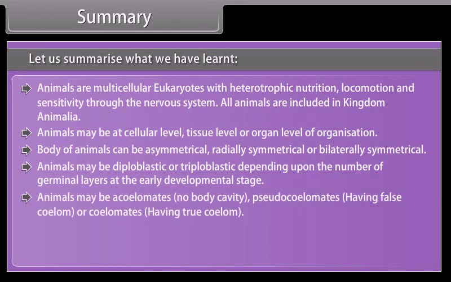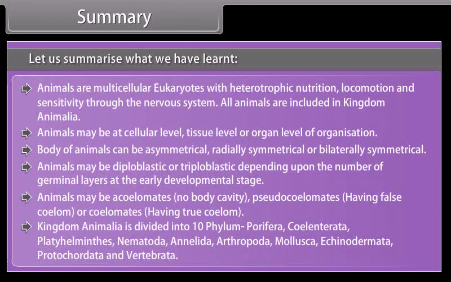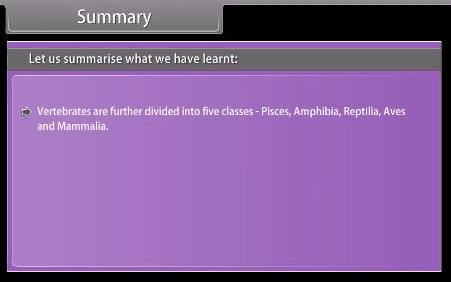Animals may be acoelomates, with no body cavity, pseudocoelomates having a false coelom, or coelomates having a true coelom. Kingdom Animalia is divided into 10 phyla: Porifera, Coelenterata, Platyhelminthes, Nematoda, Annelida, Arthropoda, Mollusca, Echinodermata, Protochordata, and Vertebrata. Vertebrates are further divided into five classes: Pisces, Amphibia, Reptilia, Aves, and Mammalia.